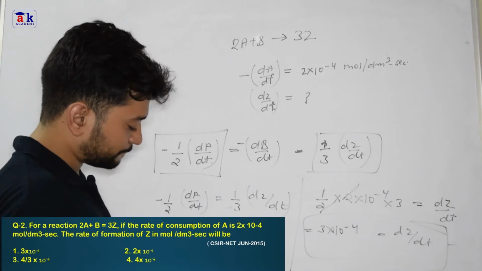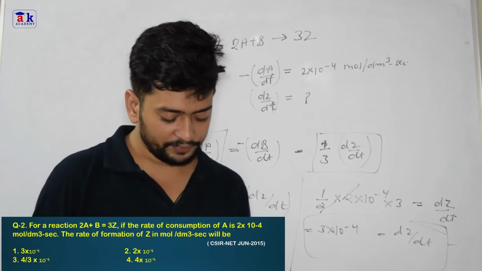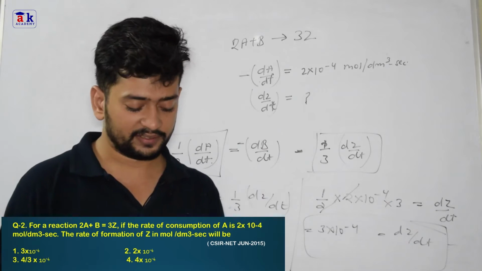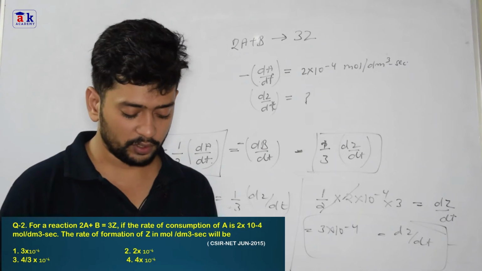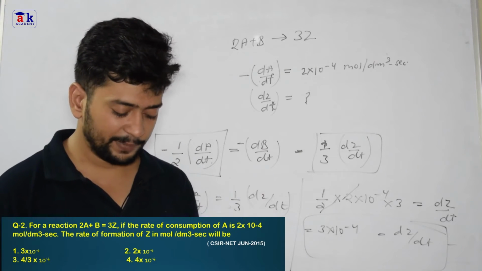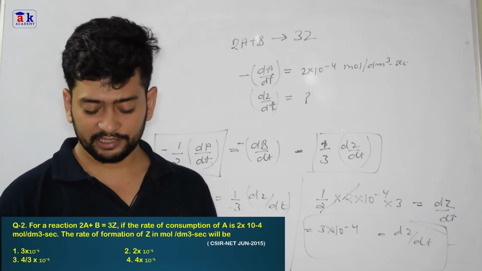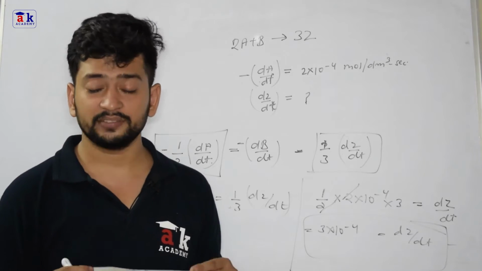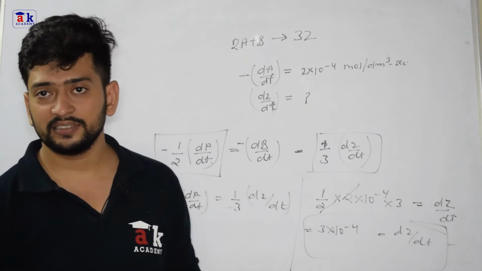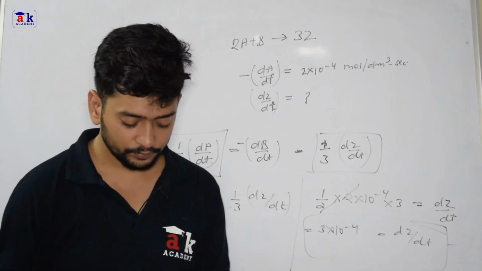Now let's check. The first option is the correct one, which is 3 into 10 raised to minus 4 mole per dm cube per second. And this question was asked in June 2015 for 2 marks. So this is also a very easy question.